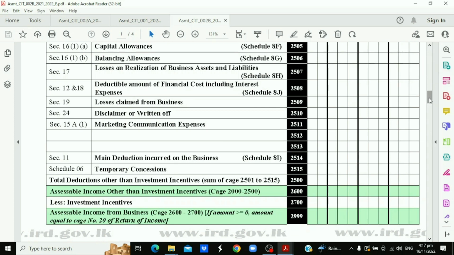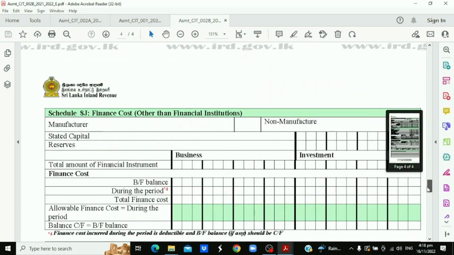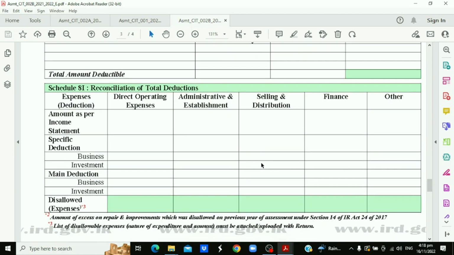If you refer to this schedule 8I, there's a separate reconciliation you can see, right? There are 5 types of expenses. Then the amount as per the income statement, we have to mention the value, right? Then for specific deductions category, there are two deductions we already recognize, business and investment, right? Then we can remove these.